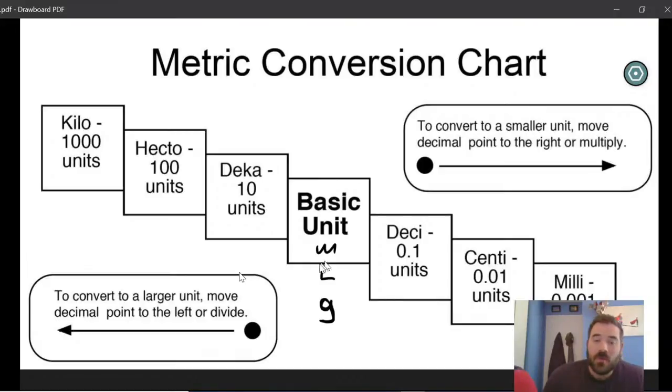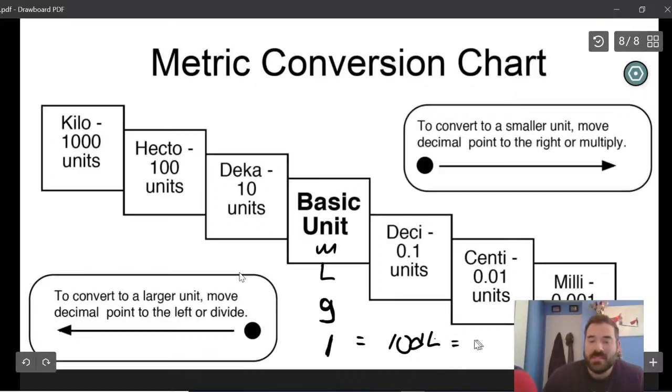That means for every 1 liter, if I have 1 liter of something, that would be the same as 10 deciliters of the same thing, which would be the same as 100 centiliters, which would be the same as 1,000 milliliters. So 1 liter is equal to 10 deciliters, which is equal to 100 centiliters, which is equal to 1,000 milliliters. So if I want to go from liters to milliliters, I have to multiply by 1,000.